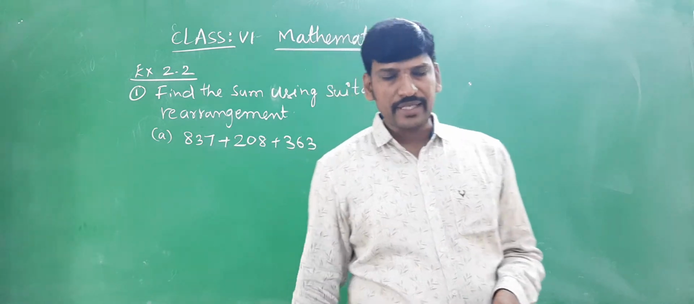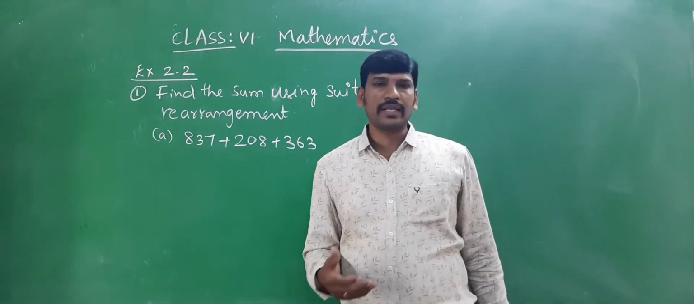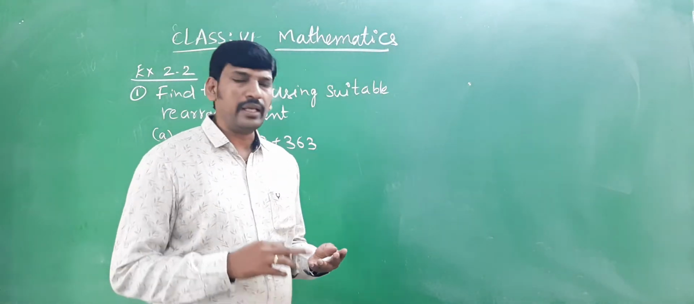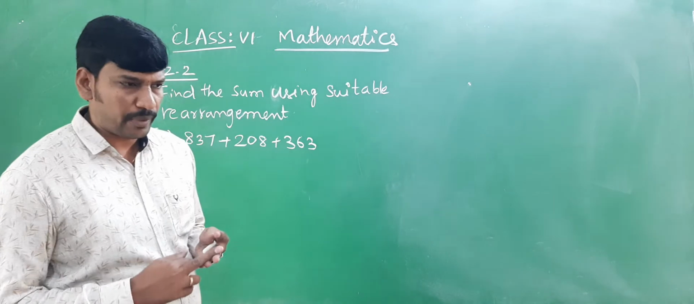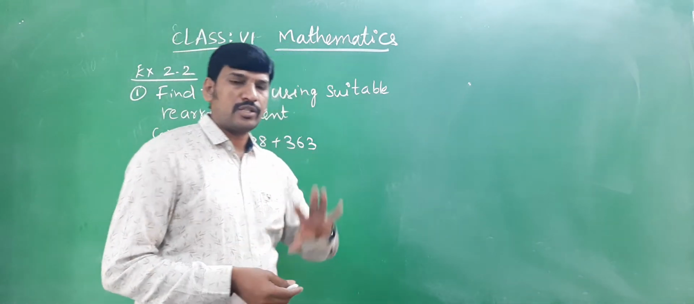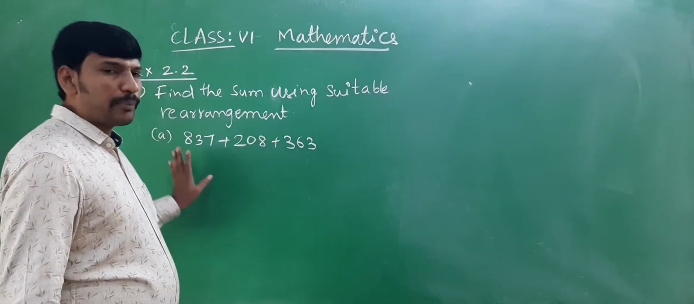Welcome to today's maths class. We are in exercise 2.2. In the previous class we discussed different types of properties: closure property, commutative property, associative property and distributive property of multiplication over addition. Based on those properties we will discuss these problems.